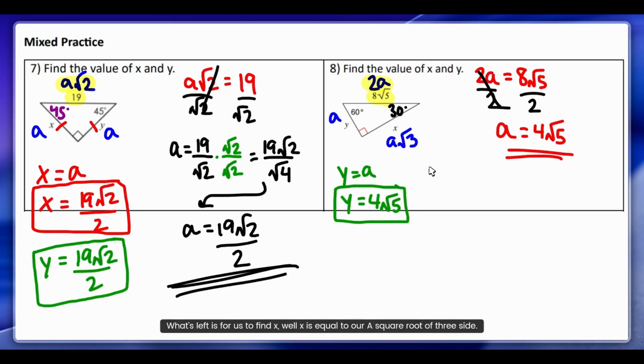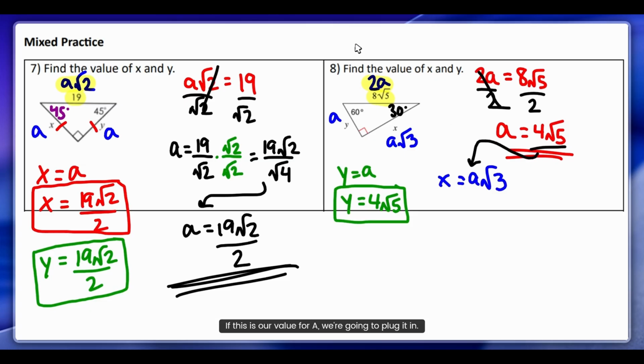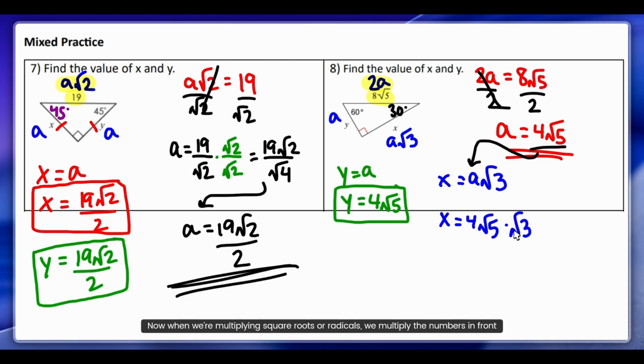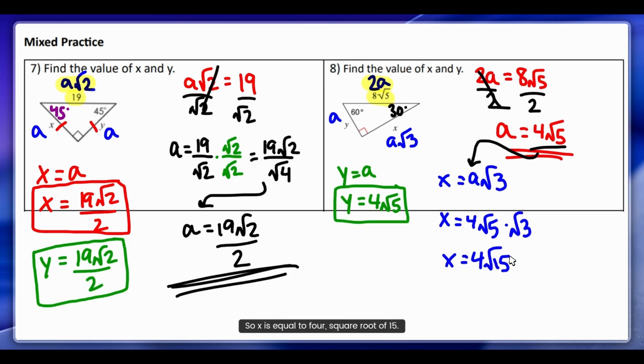What's left is for us to find x. Well, x is equal to our a square root of 3 side. If this is our value for a, we're going to plug it in. Plugging that in, we have x is equal to our a value, which is 4 root 5, multiplied by the square root of 3. Now when we're multiplying square roots or radicals, we multiply the numbers in front together. Now there's technically a 1 here, it's just not written, so 4 times 1 is 4, and then square root of 5 times square root of 3 is square root of 15. So x is equal to 4 square root of 15. Then you would normally check, can this be simplified? The square root of 15 cannot be simplified, so there is our answer.